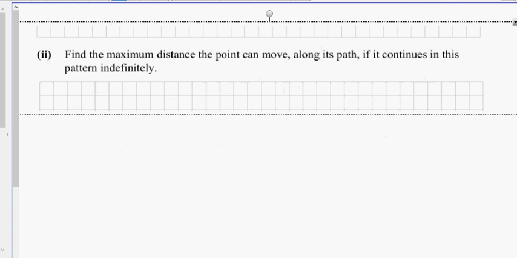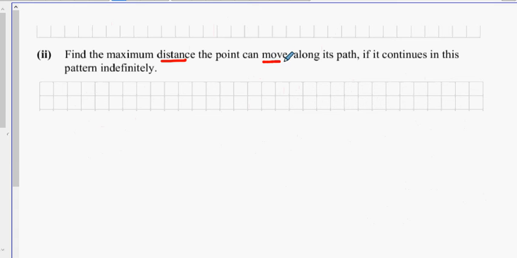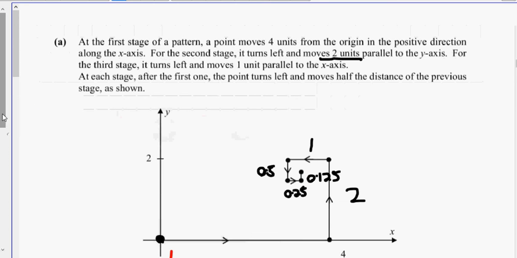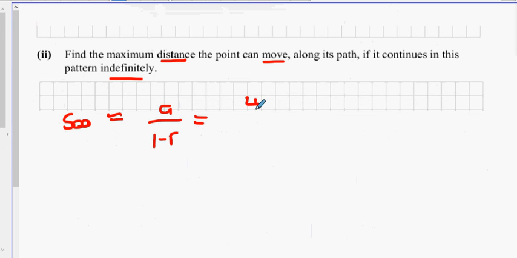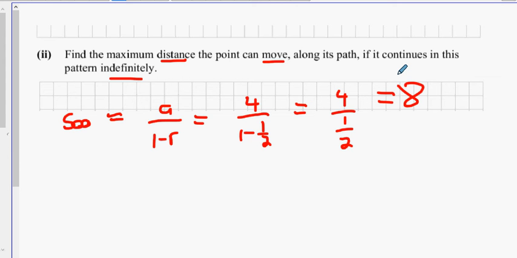Now what am I dealing with next? Find the maximum distance the point can move along the longest path with continuous path to infinity. So it basically wants S infinity. S infinity is equal to a over 1 minus r. Our a value is 4, r is a half. 4 divided by 1 minus a half equals 4 divided by a half equals 8. So that's all we can do there.